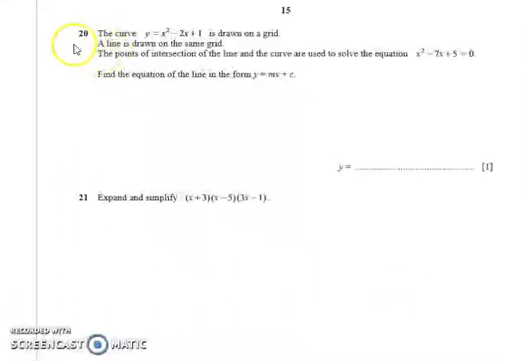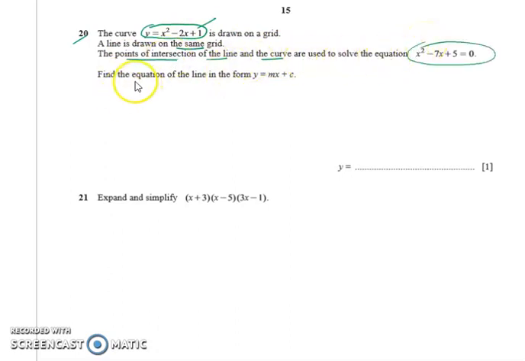Okay, for question number 20, you have this equation. A line is drawn on the same grid. Point of intersection of the line and the curve. So this is the curve used to solve the equation. Alright, so we have to find the equation in the form of this, right? So we have to take this equation, copy.